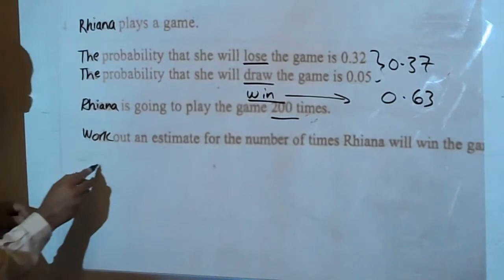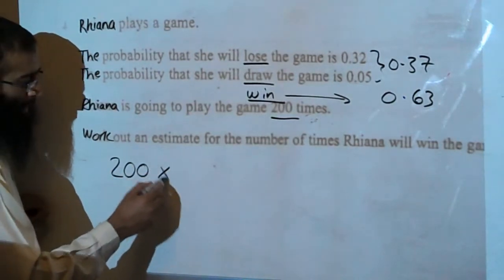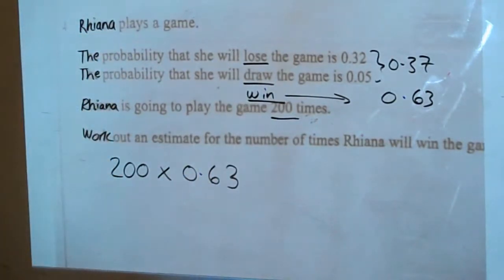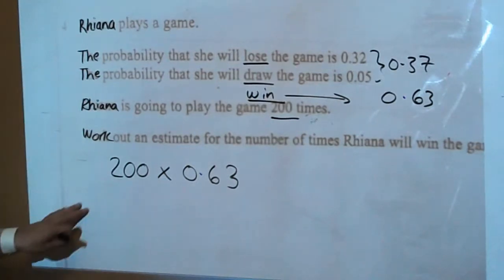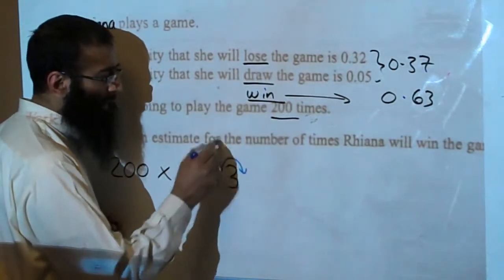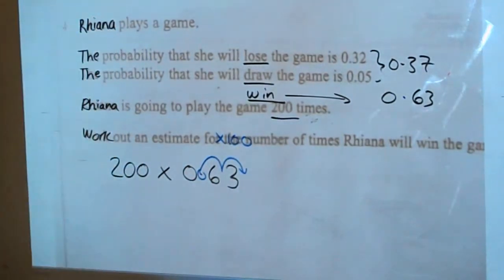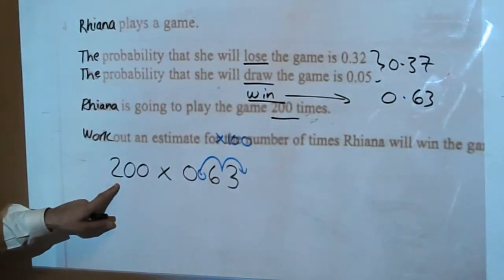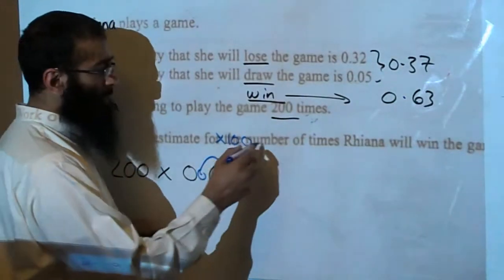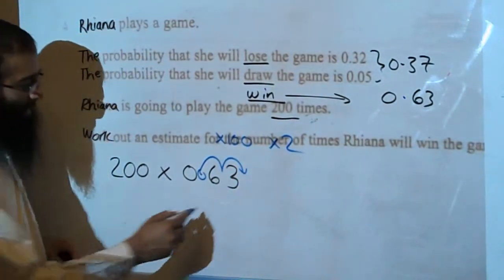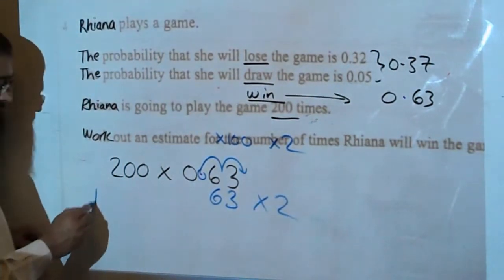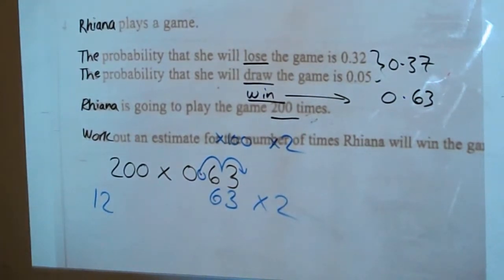200 times. So she plays the game 200 times, and the probability of winning the game is 0.63. Now, to work out 0.63 times 200 with our calculator, first of all, we get the 0.63 and multiply it by what? 100. Because multiplying by 200 is the same as multiplying by 100 then multiplying by 2. So 0.63 times 100 is 63. And then we have to multiply it by 2. So we got 63, and then multiply by 2, the answer is? 126. Okay.